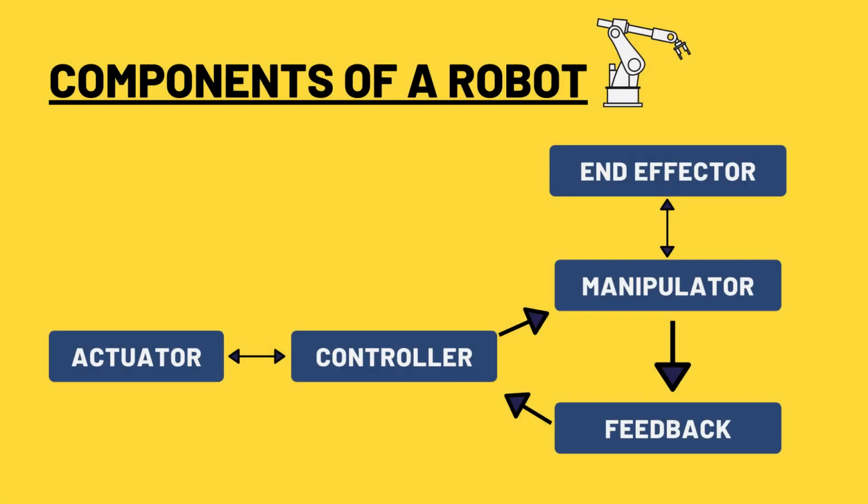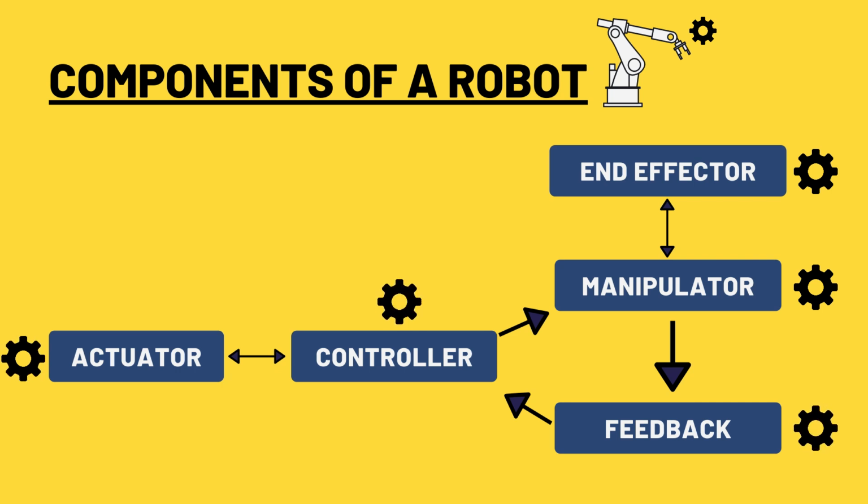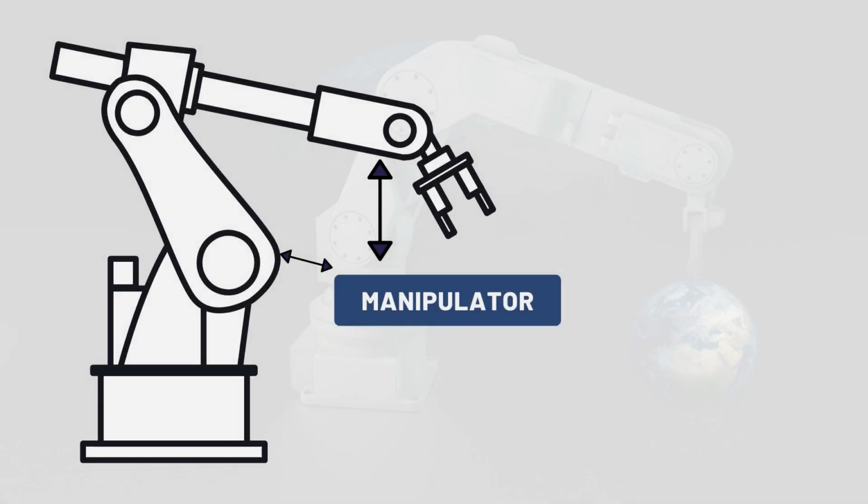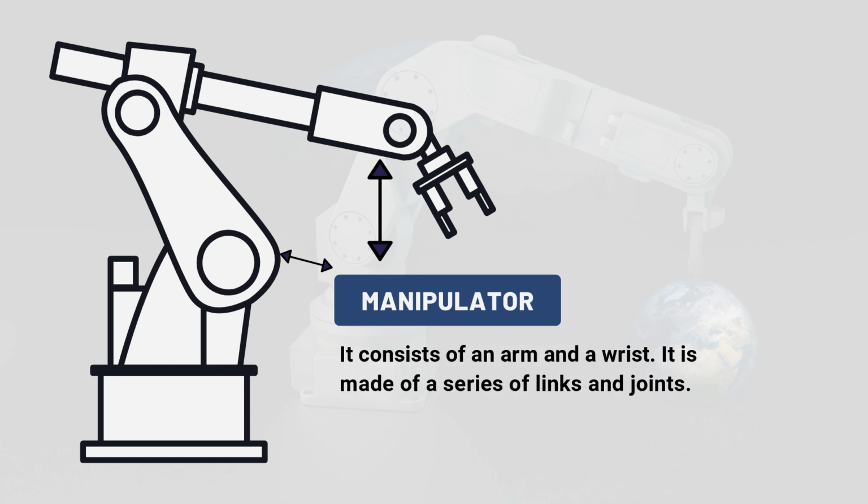A typical robotic system comprises a manipulator linkage and effector, sensors, actuator, controller system, feedback system, and a computer interface. Let's discuss them one by one. First is the manipulator linkage. The manipulator is the basic work handling component of a robot. It consists of an arm and a wrist.